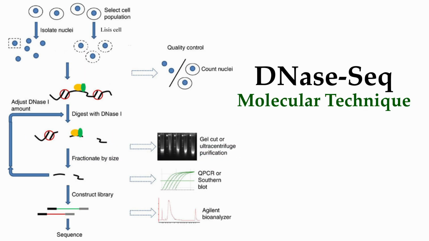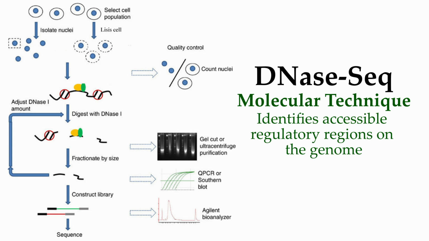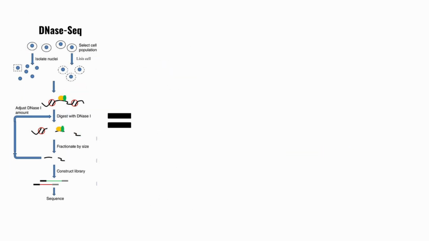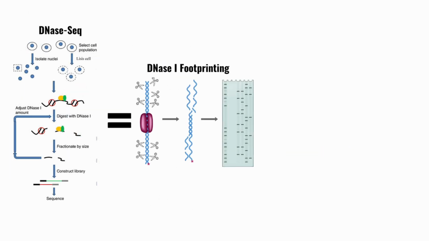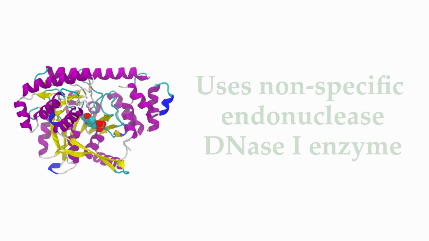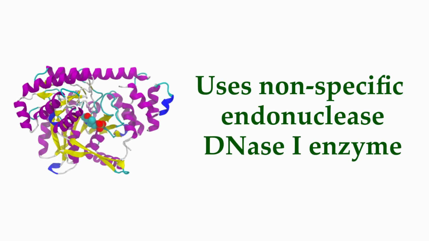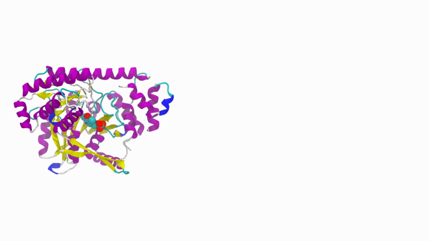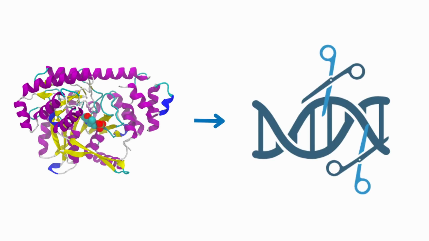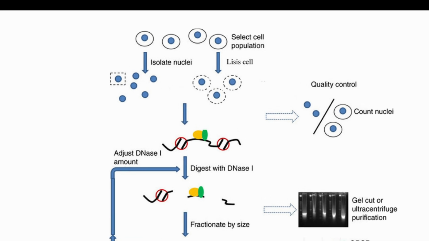DNase-Seq is a molecular technique that identifies accessible regulatory regions on the genome by utilizing traditional DNase-1 footprinting and next-generation sequencing. This method uses non-specific endonuclease DNase-1 enzyme to cut regions of the genome that are exposed and thus sensitive to cleavage. Let's break down the process of DNase-Seq.